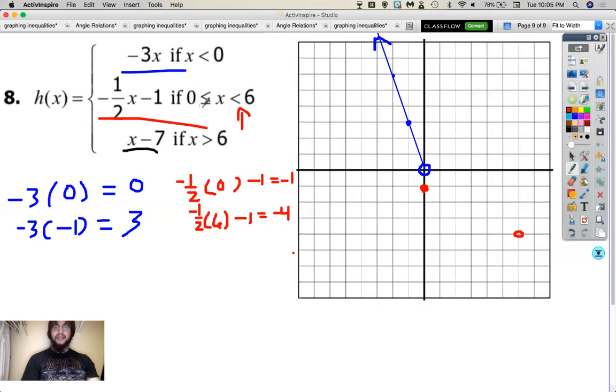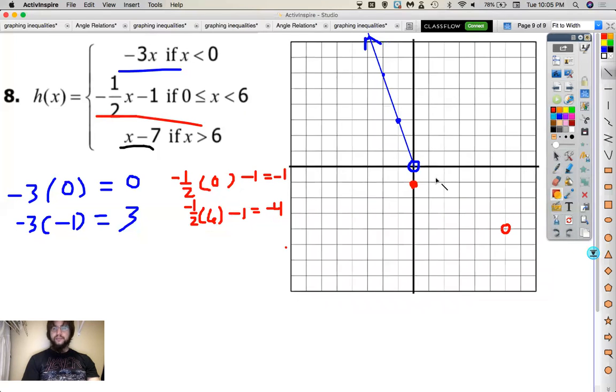So this had a solid dot and an open dot. Well, open circle, I guess. I don't like how close that was. So put open circle. Now I can graph my red line. I'm going from here to there. There we go.